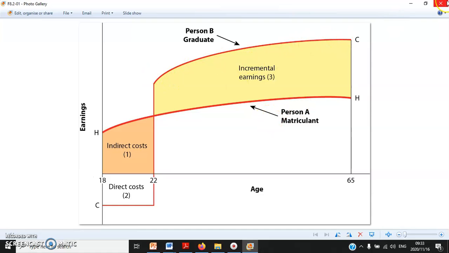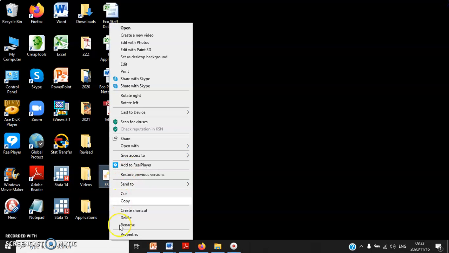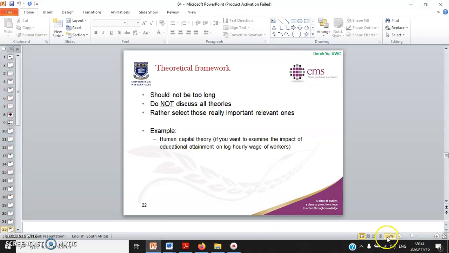So you can insert this figure and then review this human capital theory, assuming your research topic has to do with examining the relationship between educational attainment and remuneration in the labor market. Okay. So I can delete this figure. Now let's go back to the slides.